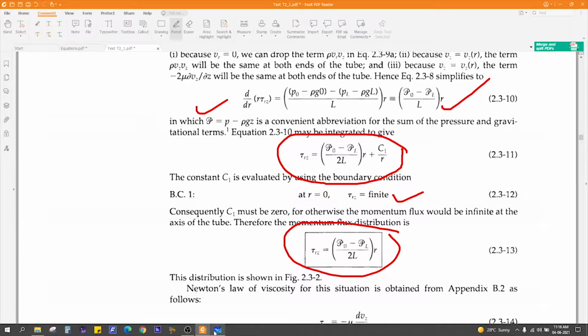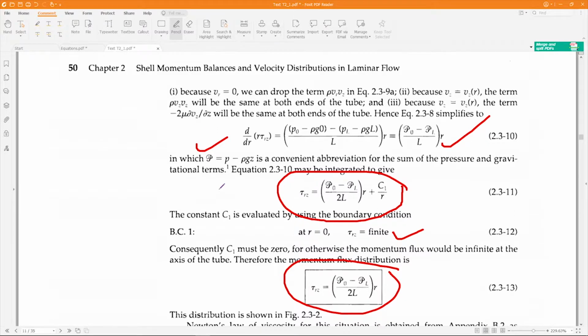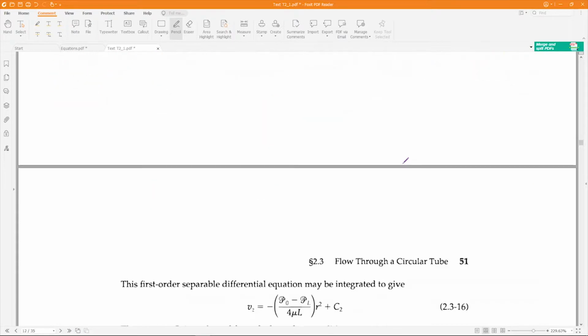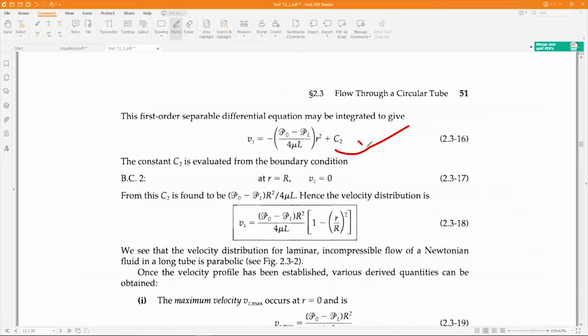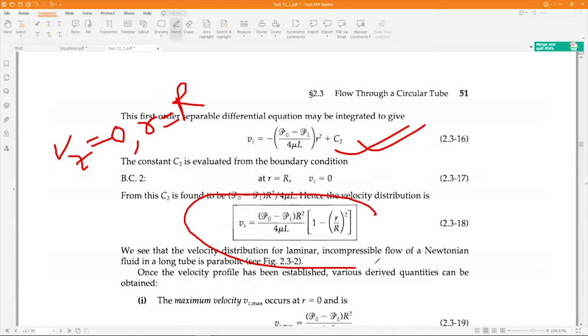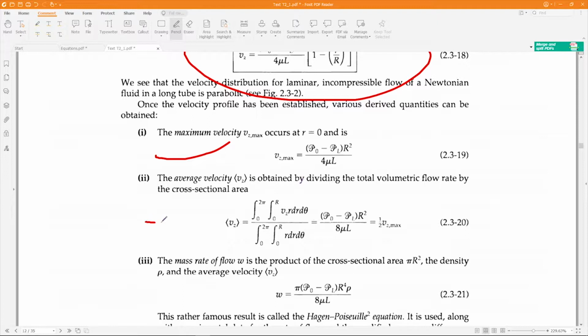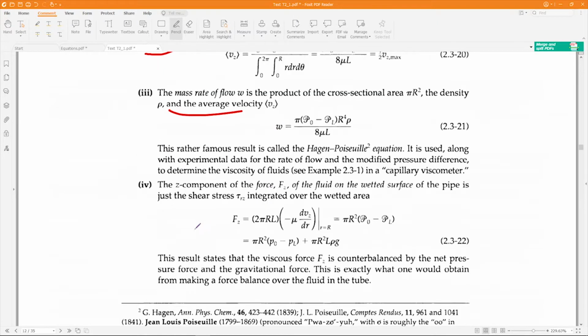Now you have to put Newton's law in this formula. Newton's law is this one only, right? You just put it in and integrate it. You'll get this. Apply the boundary condition: Vz is 0 at r is equal to capital R, the radius of the cylinder. If you put it here, you will get this one. The other factors are the same as done before, so you can integrate it and you will get it.